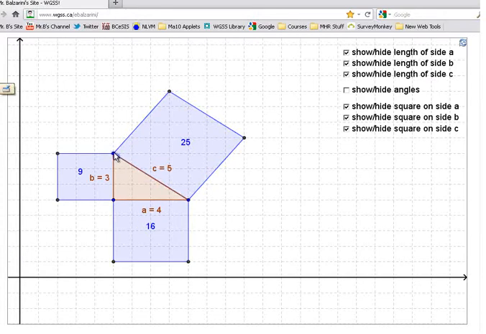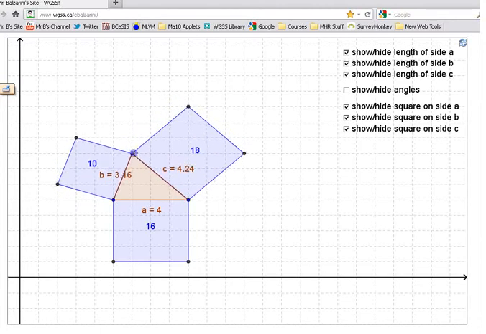Okay, if this is not a right triangle, like if we go like that, now do the areas of the two smaller squares add up to the biggest square? The biggest square is 18. Here you've got 10 and 16. That obviously doesn't add up to 18, right?